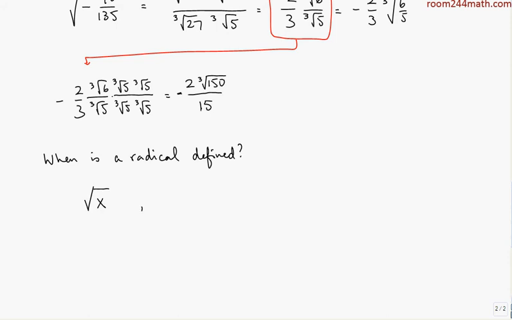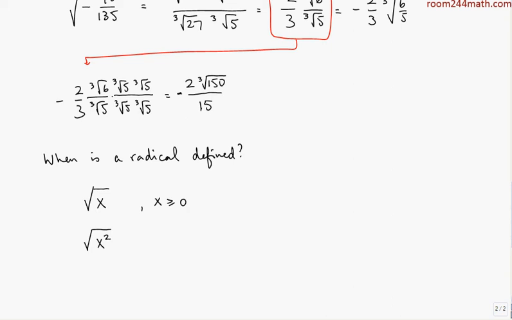It's okay for x to be 0, because the square root of 0 is just 0. So for this we have to say this is only defined when x is greater than or equal to 0. Now let's think about something slightly different. What if we had the square root of x squared? Now, is there ever a value of x that will give us problems here?